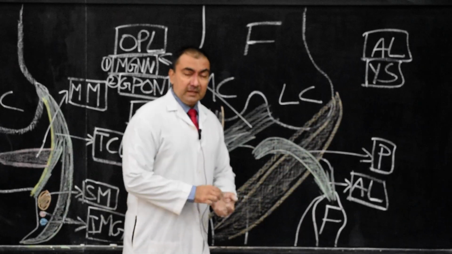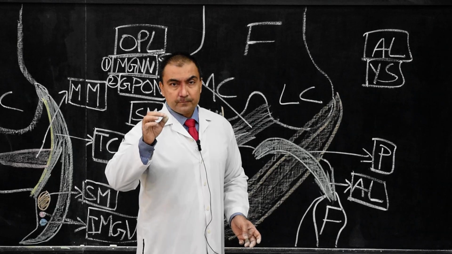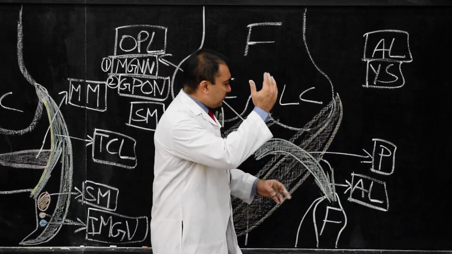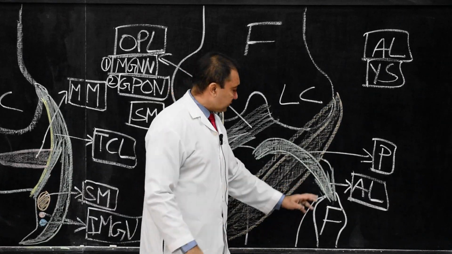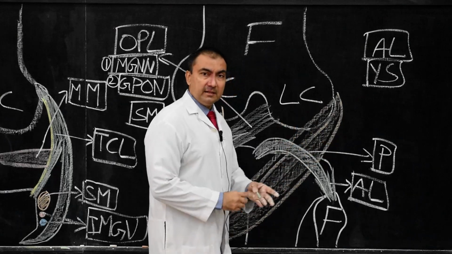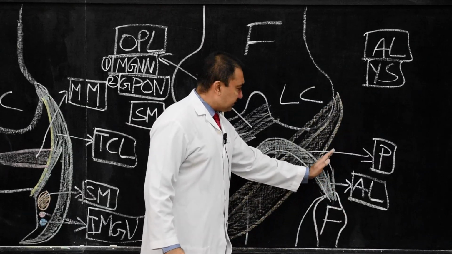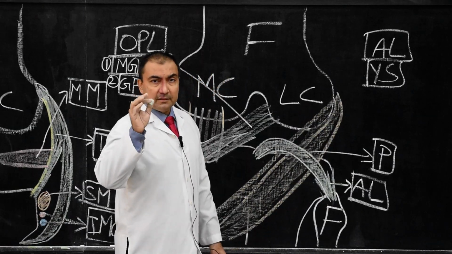What about the deep slip? Sometimes, very rarely, the deep slip is absent, and in those cases when it is present, it will pass deep to the tibial collateral ligament. Not tibial, but fibular collateral ligament. So it will pass deep to fibular collateral ligament. So here it is covered by fibular collateral ligament. The deep slip is passing deep inside, and it will be attached to the lateral condyle of the femur.